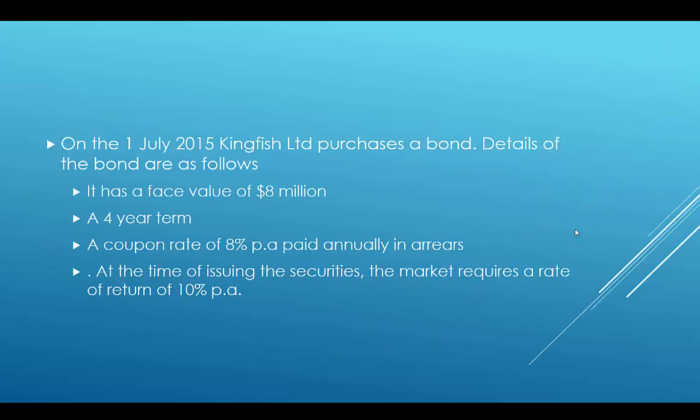The best way of thinking about this is with an example, and in this particular example I have Kingfish Limited, which has surplus cash and it purchases a bond. The details of the bond are that it has a face value of $8 million, a term of 4 years, a coupon rate of 8% per annum paid annually in arrears, and at the time of purchasing the securities, the market required a return of 10%, and that is the price that Kingfish paid.